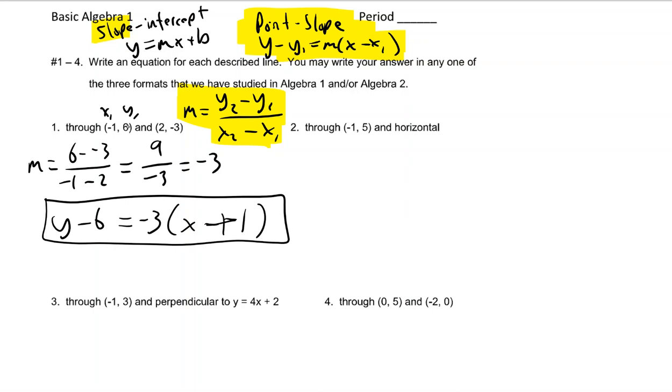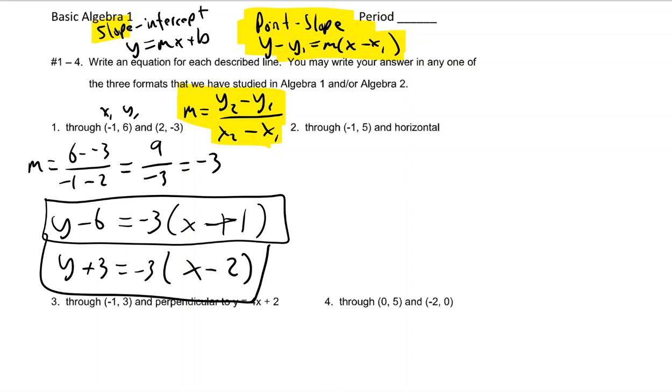Now, there's nothing saying you have to plug in this first point either. You're more than welcome to say, I want to plug in this point. So y minus the y value equals slope times x minus the x value. That would be fine as well. You don't need to put both though. So I will just by default always use the first point.